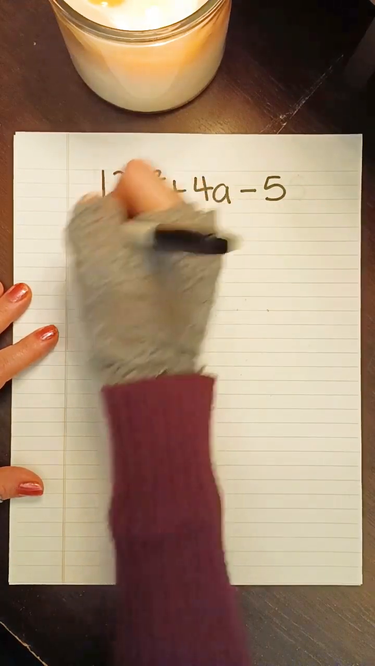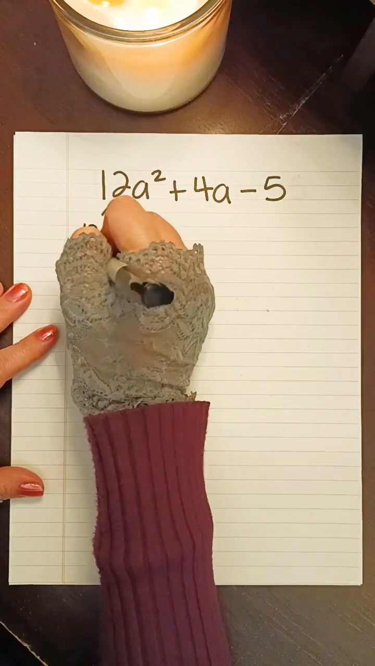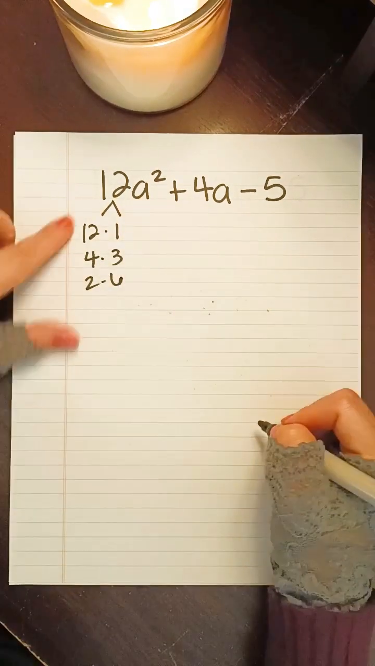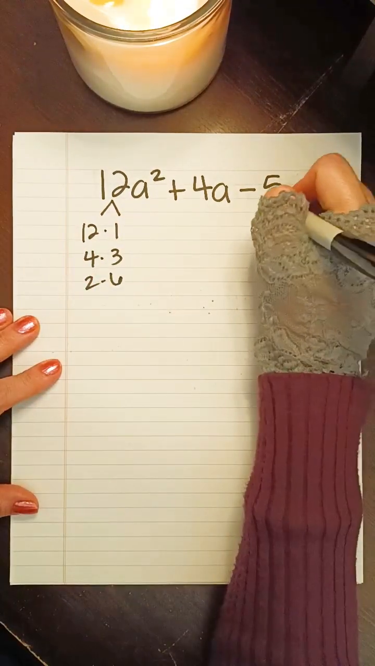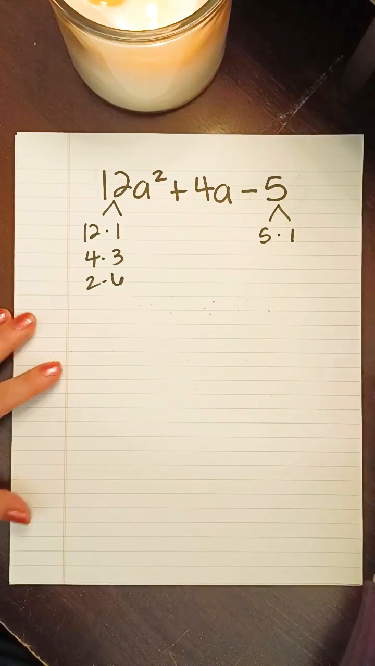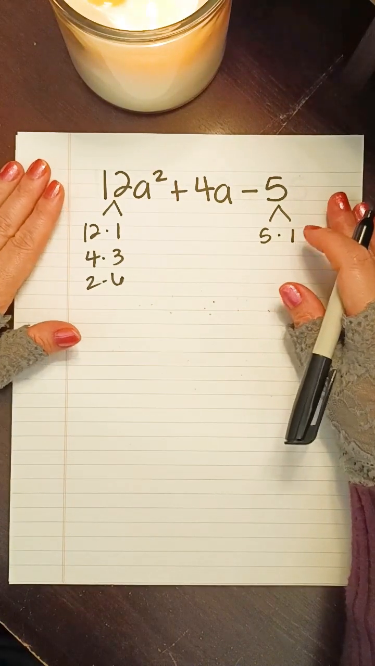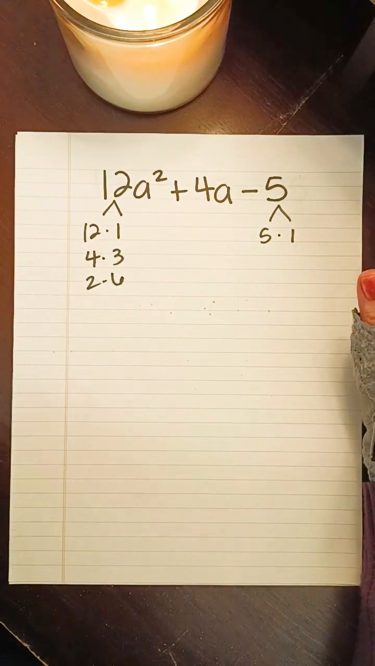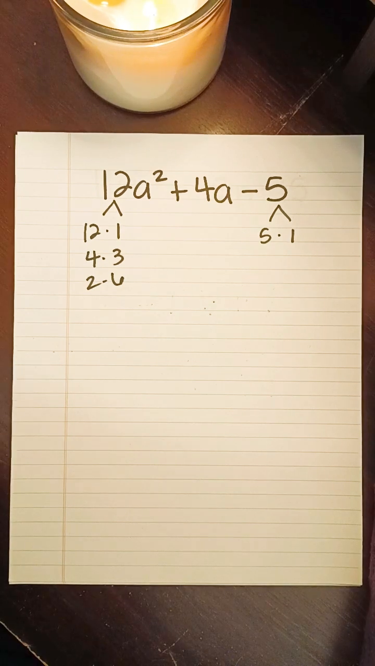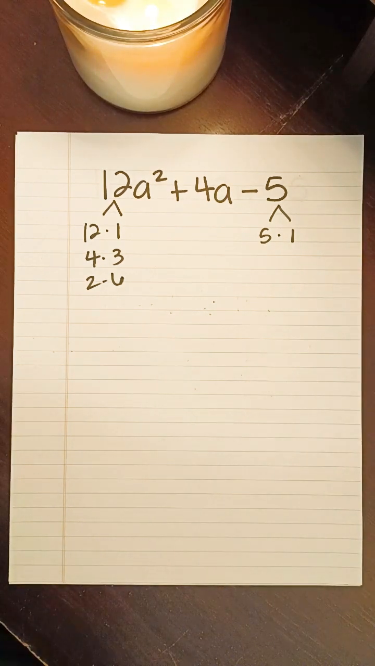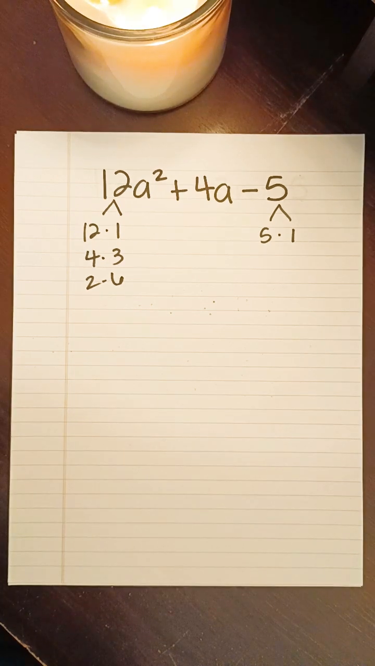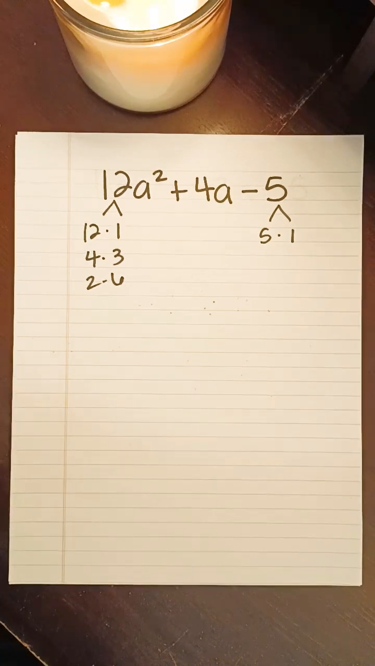Okay, so 12, let's see, 12 times 1, 4 times 3, 2 times 6. So all these numbers multiply to get 12. Numbers that multiply to get 5 are 5 times 1. Again, at this point in time, I'm not worried about signs. I actually ignore them and just treat everything as positive numbers. I don't bring the actual signs of the numbers into account until the last step. Okay, that's just how I do it.